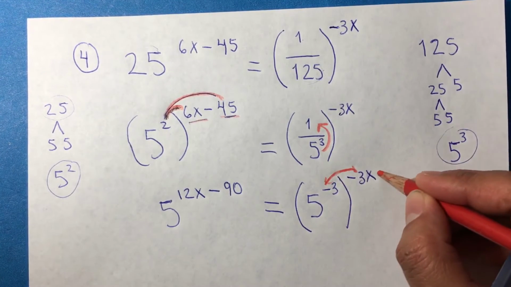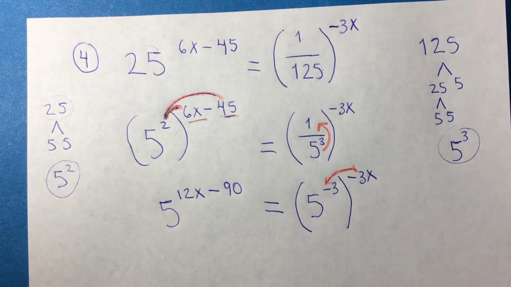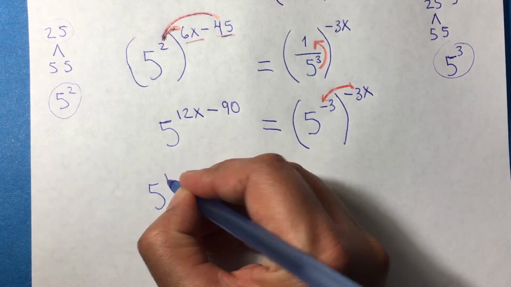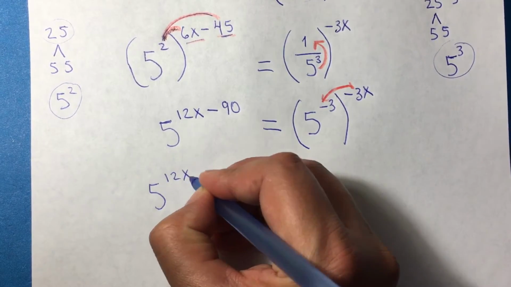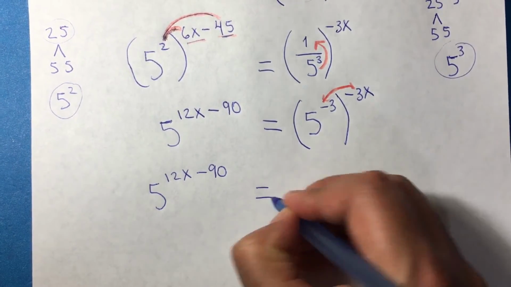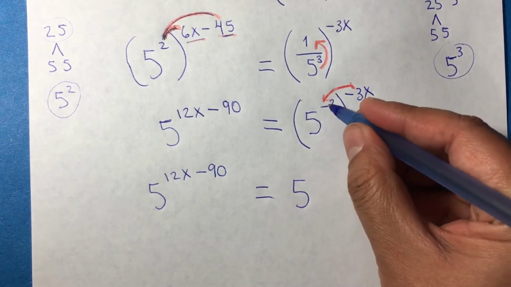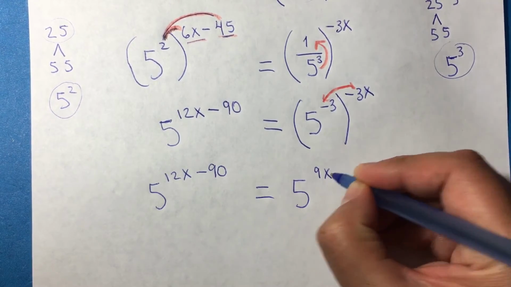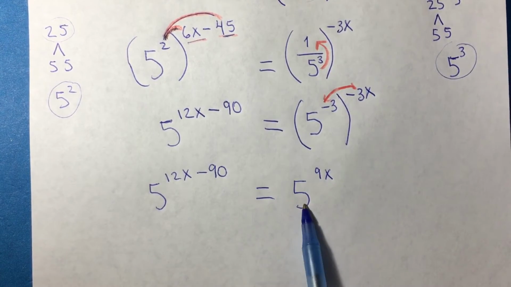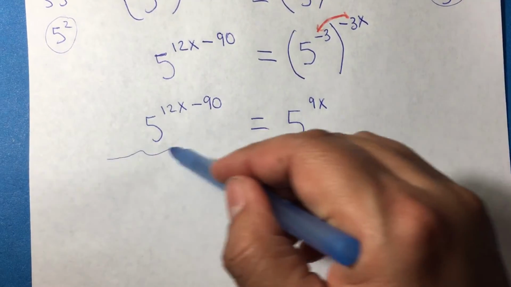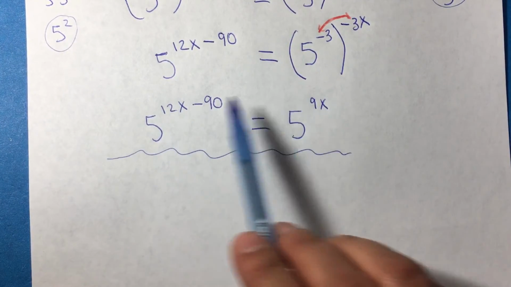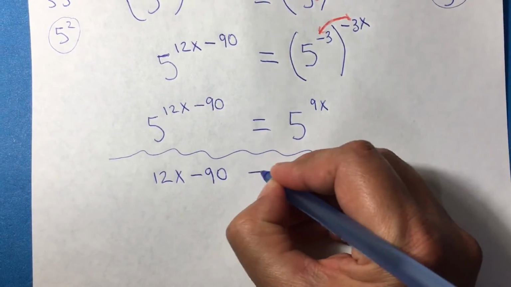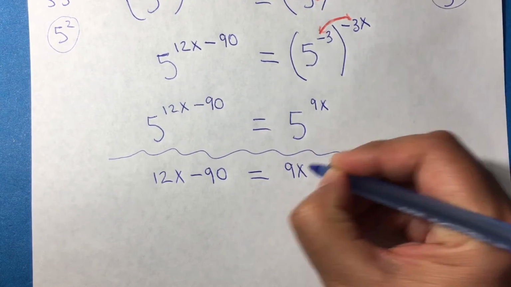And we have to multiply this. In here, we don't have addition or subtraction in the middle, so it's just multiplying the two exponents. Bring this down. 5 to the 12x minus 90 exponent. Bring down the 5. Negative 3 times negative 3x is positive 9x. Now we have the same base. If we have the same base, what can we do? We can create our exponential equation. So 12x minus 90 equals 9x.